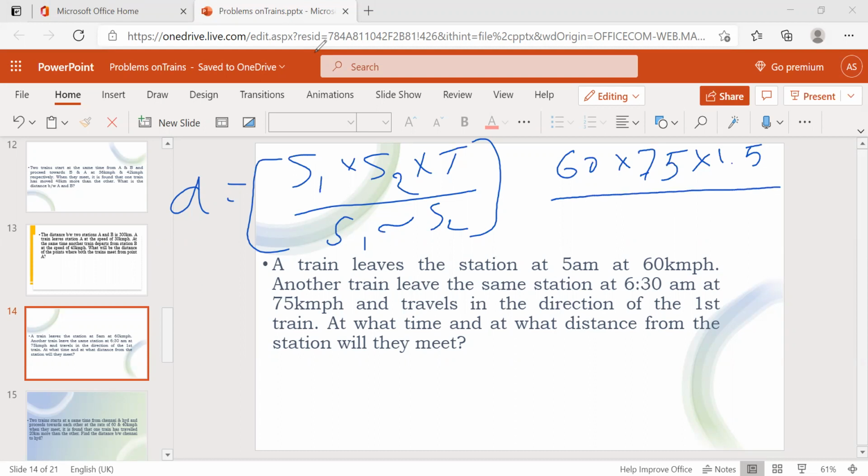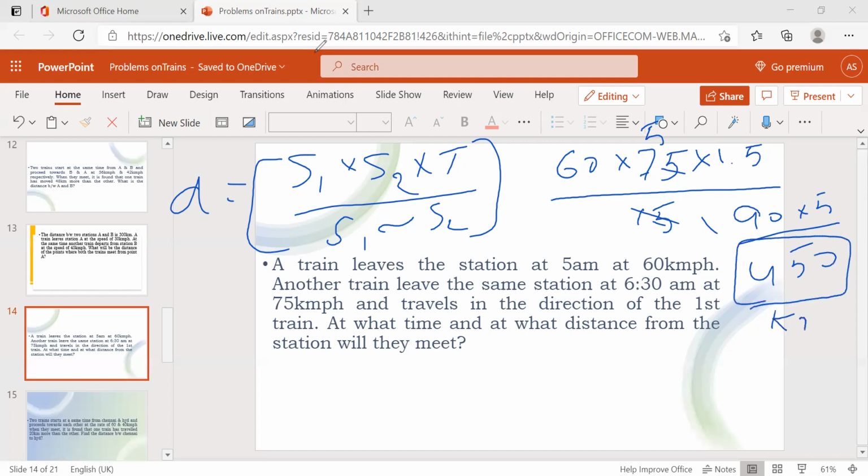S1, S2. What's the difference between S1 and S2? It is 60 and 75, nothing but 15. Okay. 15 ones, 15 fives. So 5, 60 into 1.5 is nothing but 90. 90 into 5 is nothing but 450, right? And 450 kilometers is the distance. After 450 kilometers, both the trains will meet, right?